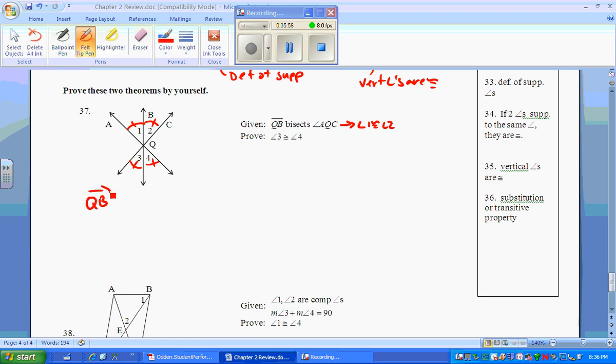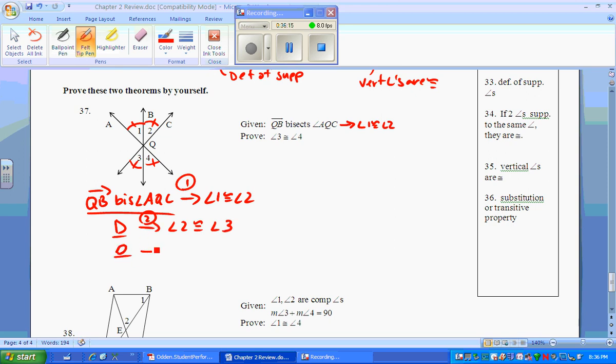So what does that look like? Well, you start with QB bisects angle AQC, which gives you, with reason 1, angle 1 congruent to angle 2. From the diagram, second reason, you know that angles 2 is congruent to angle 3. And then you also know from the diagram, same reason, angle 1 is congruent to angle 4. Well, 1 is 2, 2 is 3, 1 is 4, so bracket all these together. Up the reason 3, you can say angle 3 is congruent to angle 4 because any of them that you want are congruent.